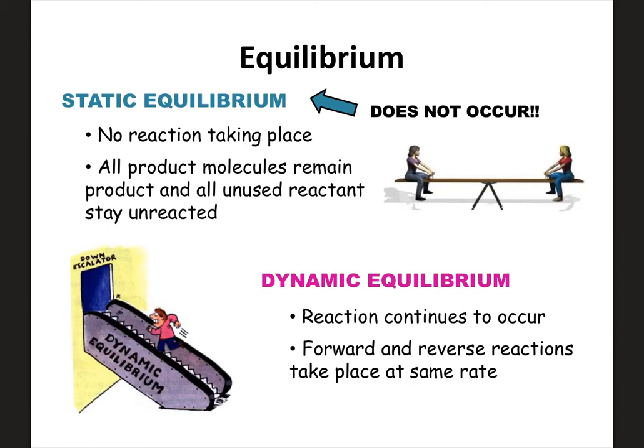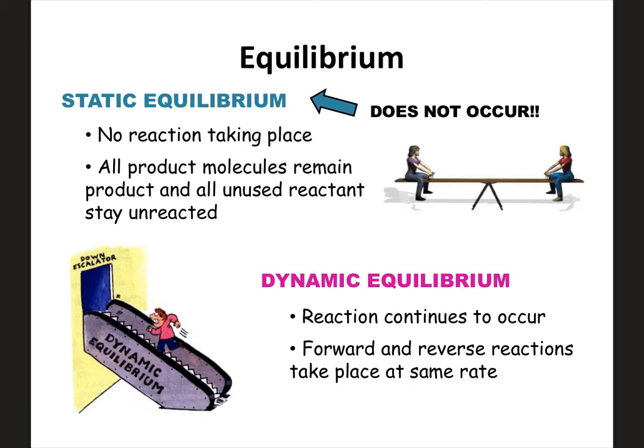So let's look at the difference between static equilibrium and dynamic equilibrium. In a static equilibrium, there would be no reaction taking place. If equilibrium was static, you'd reach a point where no reaction was taking place. Basically, all the product molecules would be product and all the unused reactant would be reactant. Essentially, this would be like two people with the exact same weight sitting on a seesaw and not moving at all. All right, this does not actually occur. Equilibrium is not static.